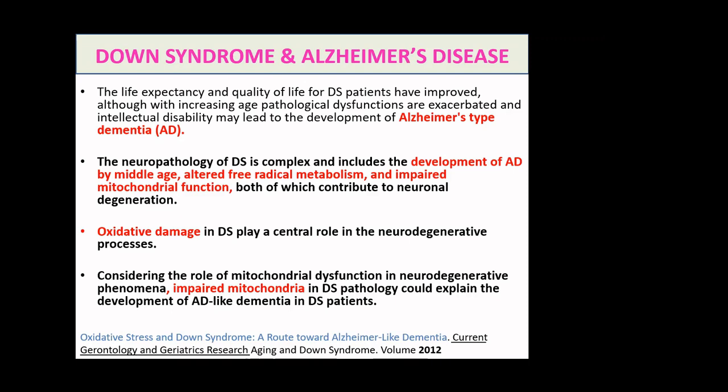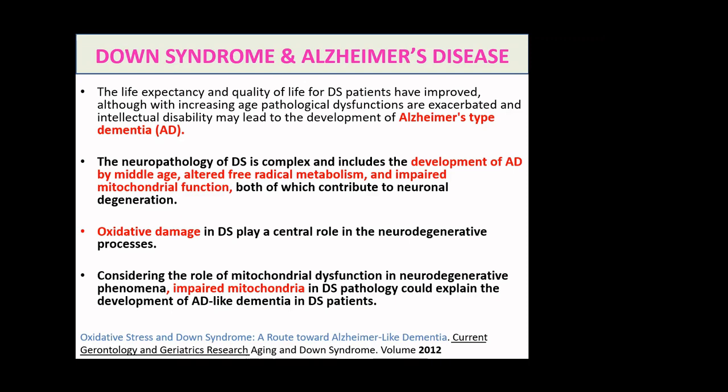So you can see the same factors are appearing, right? Free radicals, oxidative stress, impaired mitochondrial function. Oxidative damage in Down syndrome plays a central role in the neurodegenerative process. Considering the role of mitochondrial dysfunction in neurodegenerative phenomena, impaired mitochondria in Down syndrome pathology could explain the development of Alzheimer's disease-like dementia in Down syndrome patients.